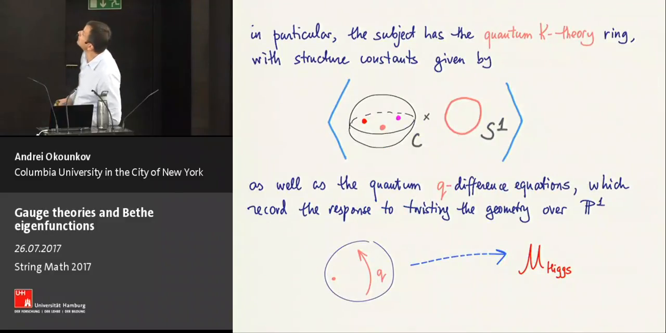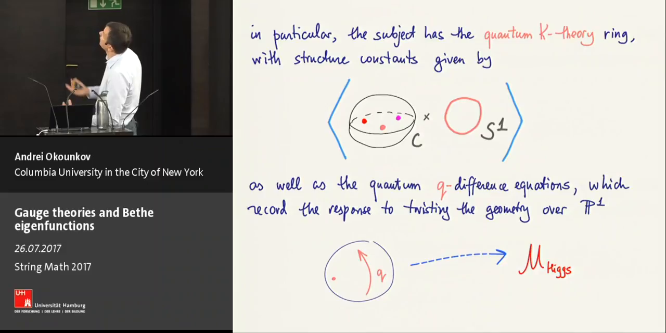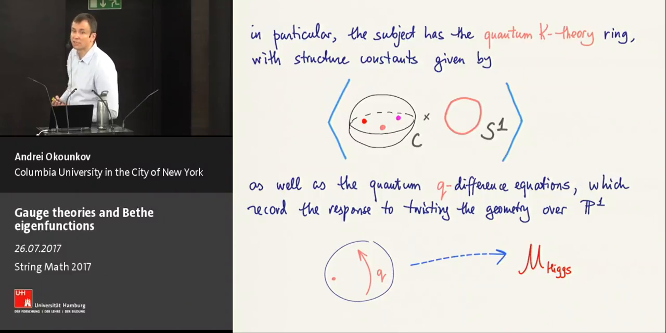And in particular, it has a quantum K-theory ring, where you make some insertions at three points in your Riemann sphere and compute the integral. That will give you the structure constants of the quantum K-theory ring. It has a quantum q-difference equation, which is similar to the quantum differential equation in Gromov-Witten theory, and that quantum q-difference equation is in some sense even better than the quantum differential equation. It records the response of all your computations to introducing certain twists.